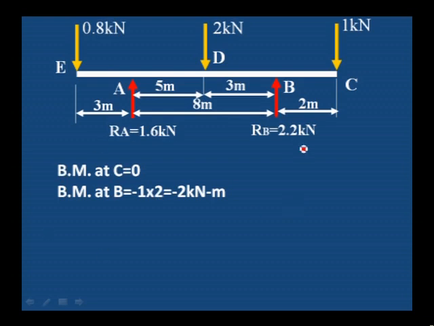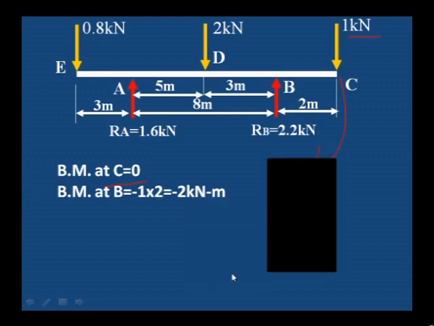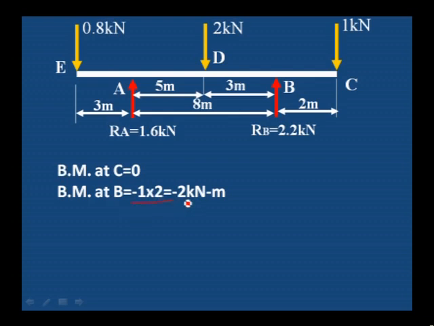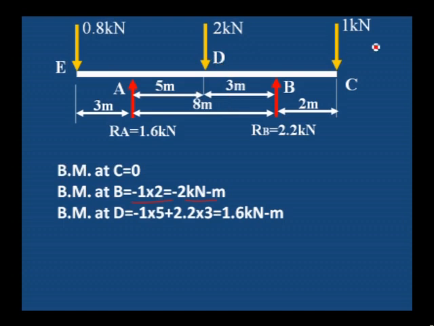Bending moment at C is 0. Bending moment at B, minus 1 kilonewton into 2, that is distance, 1 into 2, minus 2 kilonewton meter. Bending moment at D, load is 1 kilonewton acting at a distance of 3 plus 2, 5 meter, minus 1 into 5, and then RB is there, plus RB 2.2 into distance 3 meter. This is the total moment about the D point.